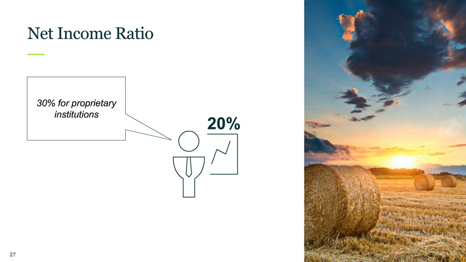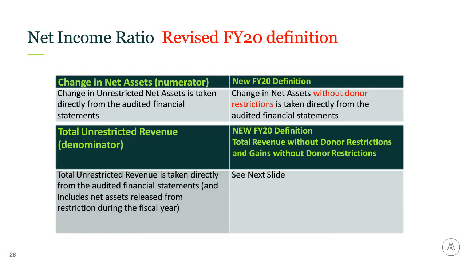The last ratio, the net income ratio, it's 30% for proprietary institutions and then 20% for not-for-profits. The key change here is that the unrestricted net assets is no longer net assets, it's now net assets without donor restrictions. Also, there's been some updates to the way that total revenue is calculated, and we'll cover that in the next slide.